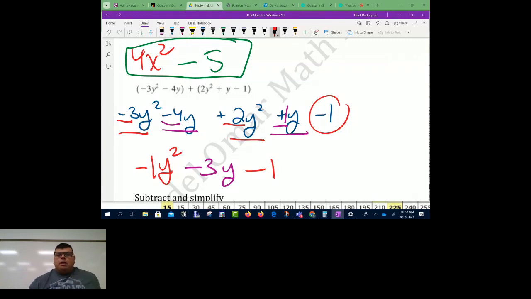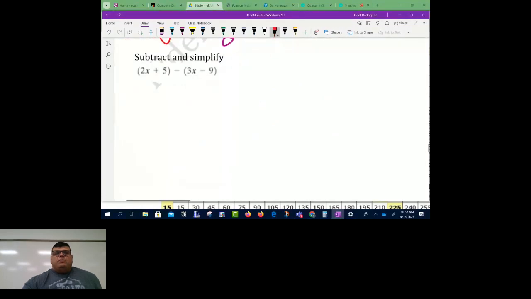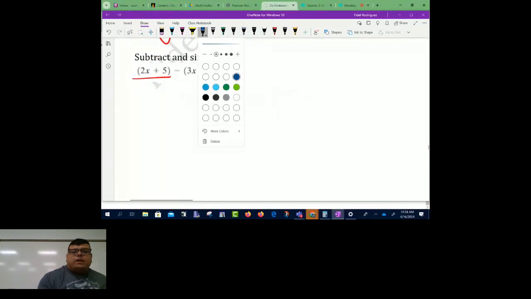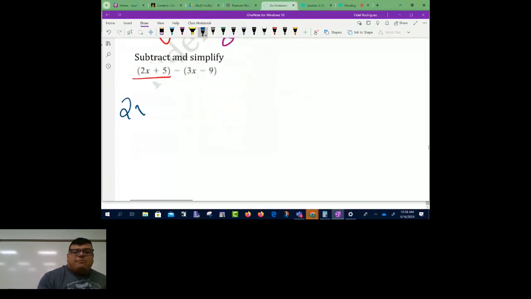Okay. Now, for the next couple problems, y'all, we are subtracting polynomials. Okay, very similar. The first part, y'all, is still going to be the same. Okay. I'm still going to drop my parentheses, 2x plus 5. Okay. On the second one, before I drop my parentheses, y'all, I'm going to change the signs inside those parentheses because there is a minus sign right here.